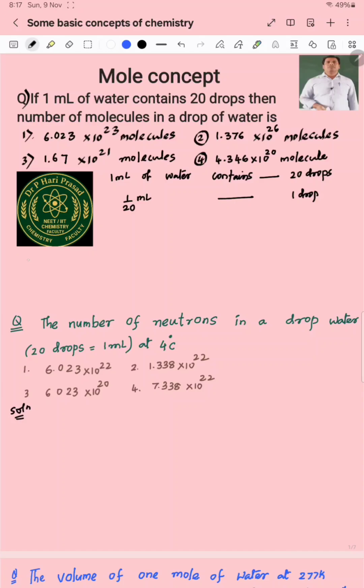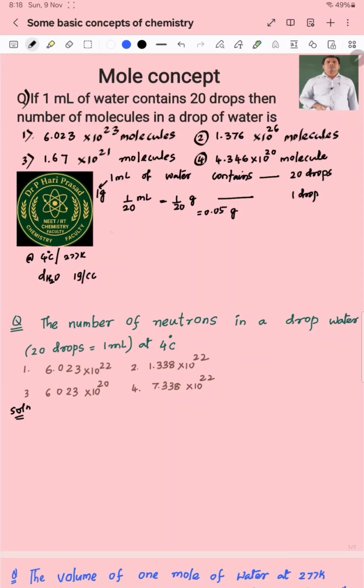Now generally, students, at 4 degrees centigrade, or 277 Kelvin, the density of water is 1 gram per cc or 1 gram per ml. So therefore, students, 1 ml can I consider as 1 gram? So therefore, 1 drop of water, in terms of grams, is equal to 1 by 20 grams. That 1 by 20 grams, if I simplify, becomes 0.05 grams. Now my question is very clear. He is asking, a drop of water contains how many molecules?